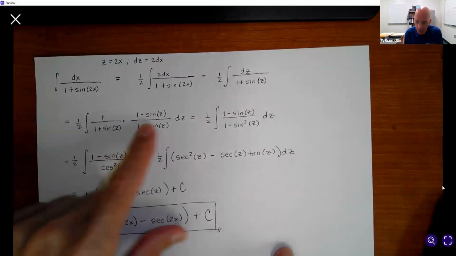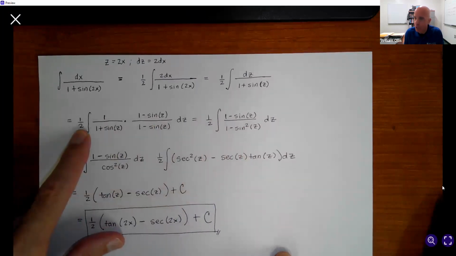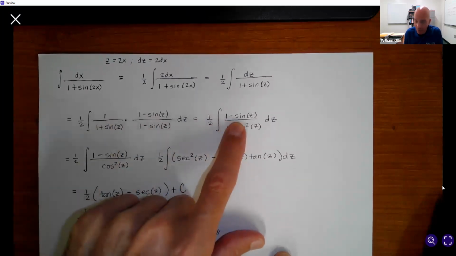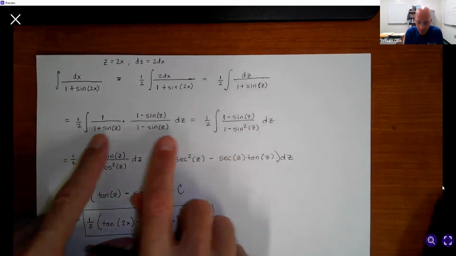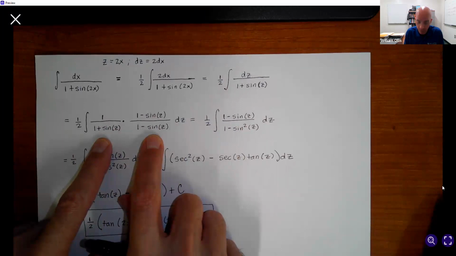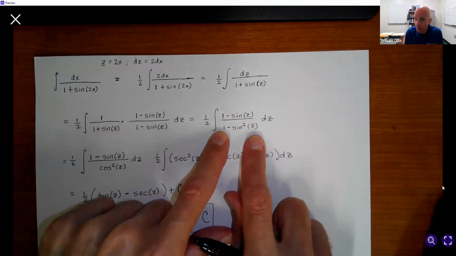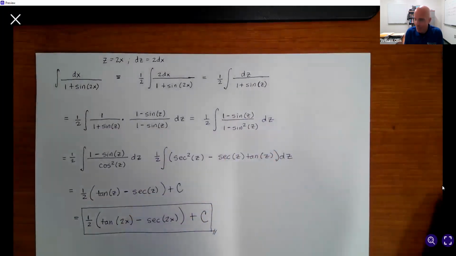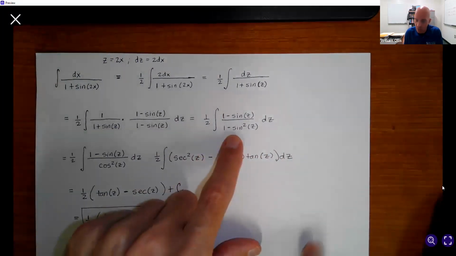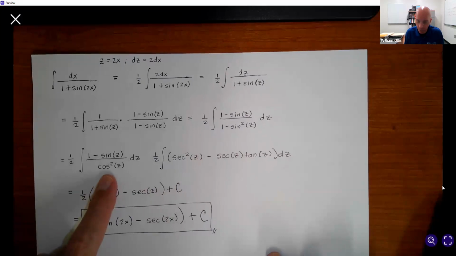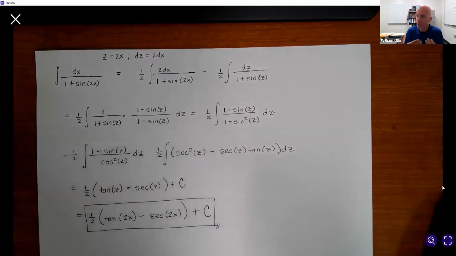So now, of course, we still have the 1/2 exterior to the integral. In the numerator, we have 1 minus sine z, but then we have the difference of two squares from the multiplication of the factors in the denominator, which gives us 1 minus sine squared, okay? So that's the key. Then we just go backwards and use the Pythagorean identity, replace 1 minus sine squared with cosine squared. But then we see with the single term in the denominator, we can break up the fraction into functions that have fairly simple antiderivatives.